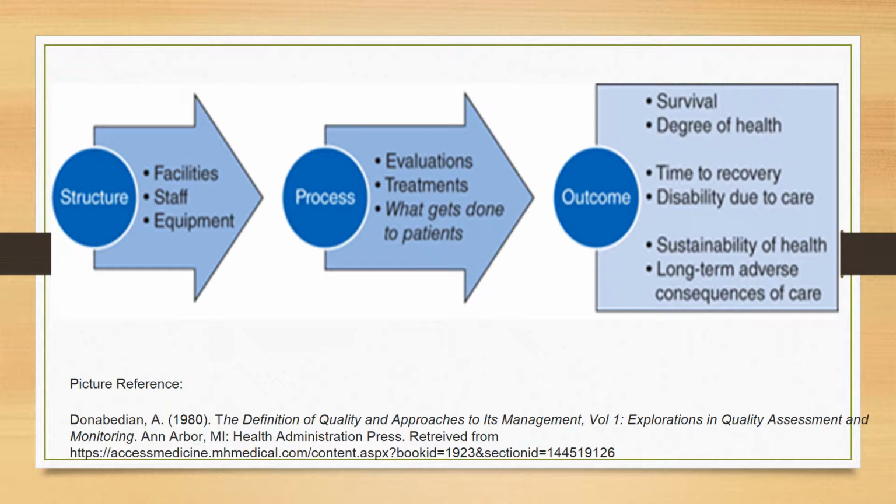The outcome measures are the effects of healthcare on patients. So examples of this include mortality, functional status, and any complications that would arise from the care that was provided.